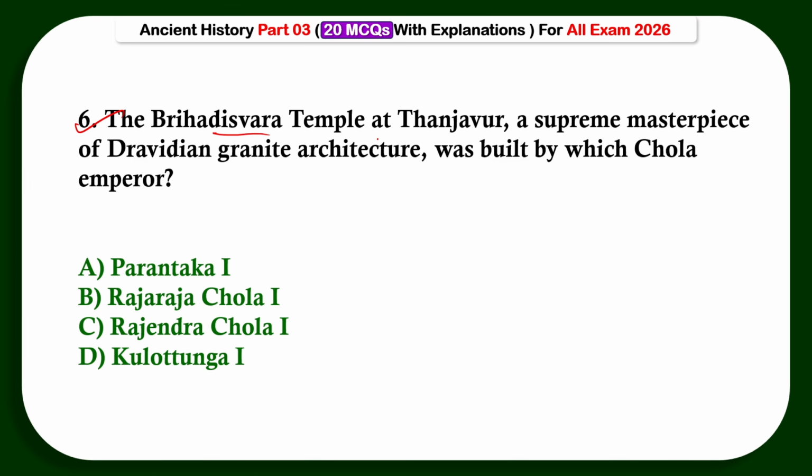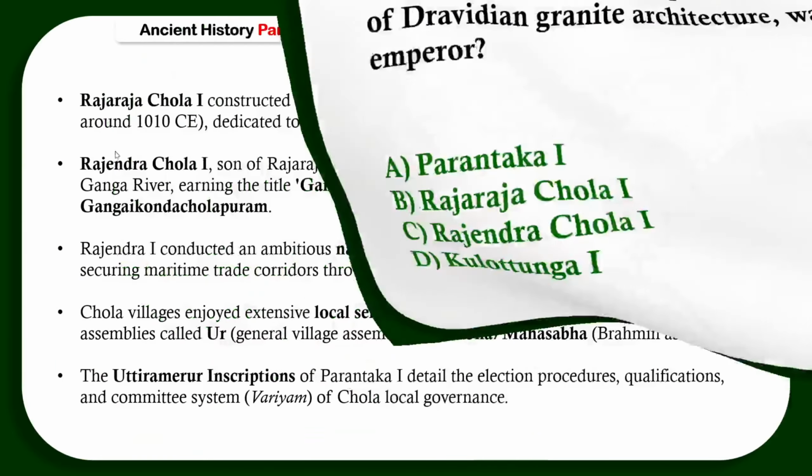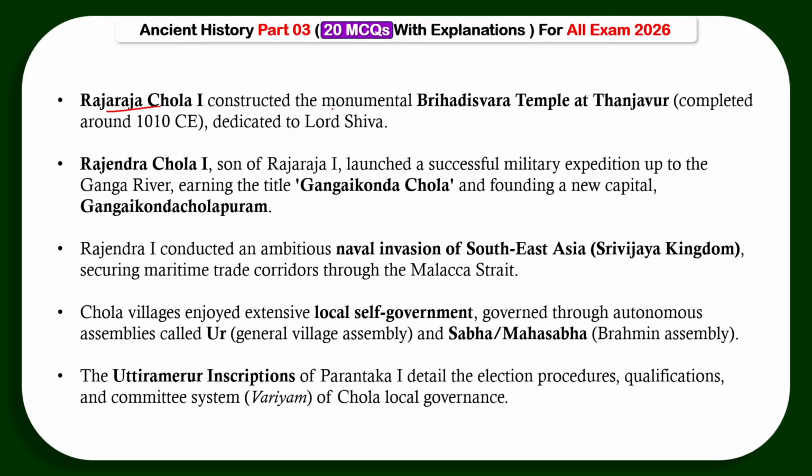6. The Brihadeeswara temple at Thanjavur, a supreme masterpiece of Dravidian granite architecture, was built by which Chola emperor? Option number B, Rajaraja Chola I. Rajaraja Chola I constructed the monumental Brihadeeswara temple at Thanjavur, completed around 1010 CE, dedicated to Lord Shiva.